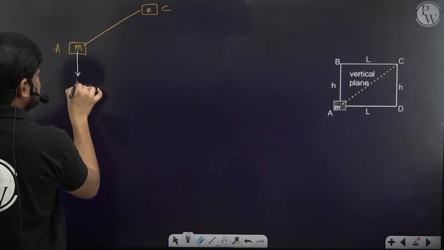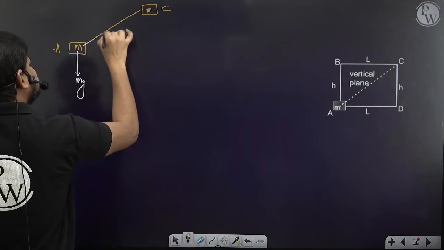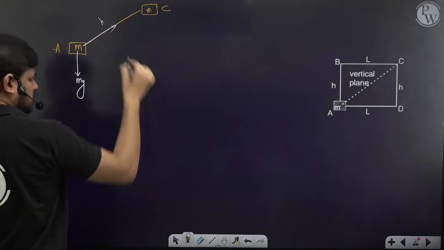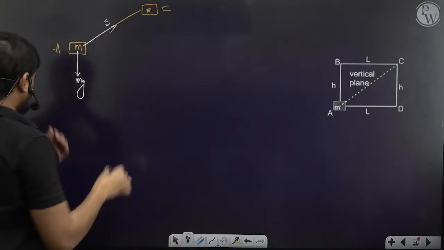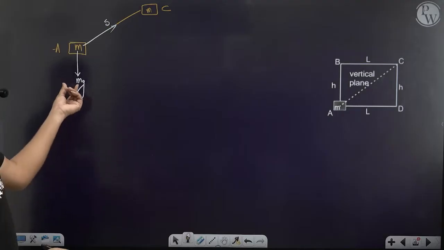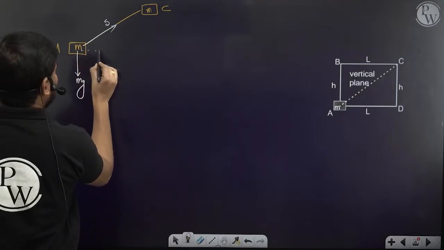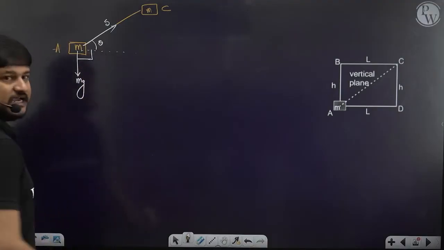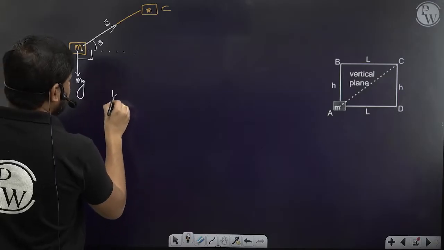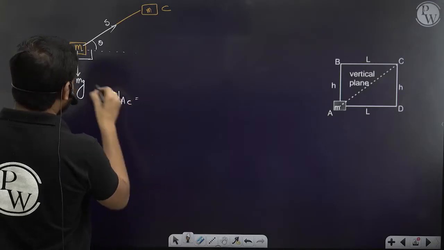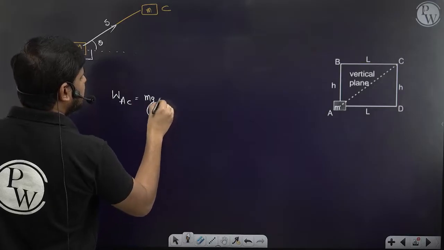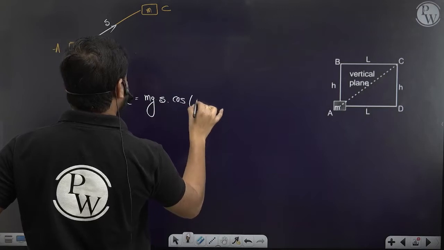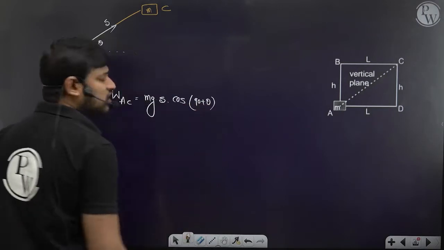Fine. So now the simple understanding here is, I can say that the gravitational force is acting this side, and the displacement is this side. So the body has displacement, let it be some height h, or let the displacement be s. So what is the angle between the force and displacement here? If I draw a horizontal line here, let this angle be theta, so this is going to be 90 plus theta. So I can say that the work done along AC will be equal to the force mg into the displacement s into cos of 90 plus theta.